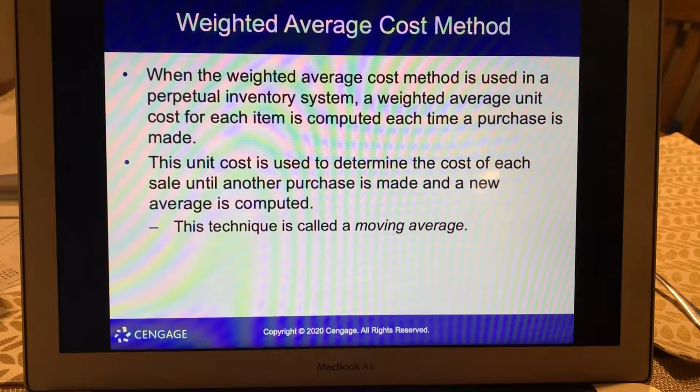So weighted average cost method. When the weighted average cost method is used in a perpetual inventory system, a weighted average unit cost for each item is computed each time a purchase is made. This unit cost is used to determine the cost of each sale until another purchase is made and a new average is computed. This technique is called a moving average.